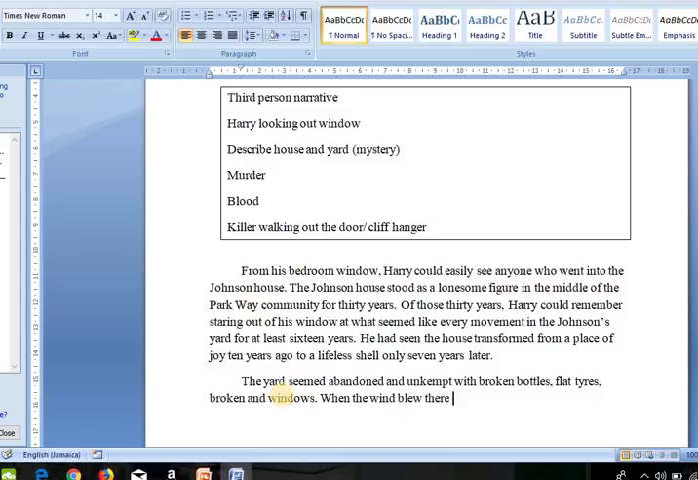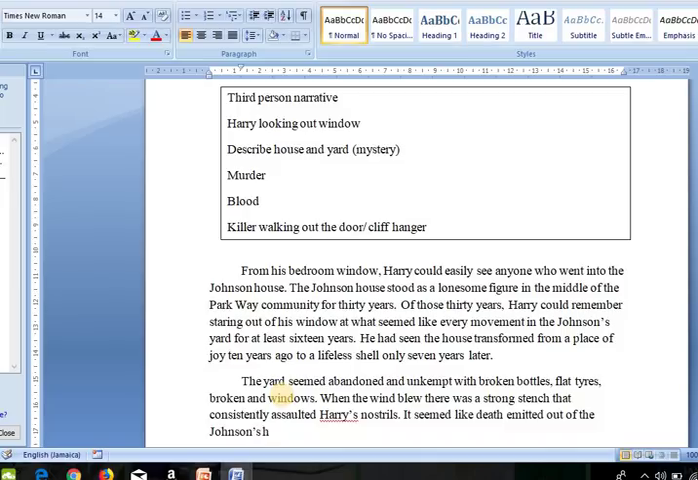When the wind blew, there was a strong stench that consistently assaulted Harry's nostrils. It seemed like death emitted out of the Johnson's house.